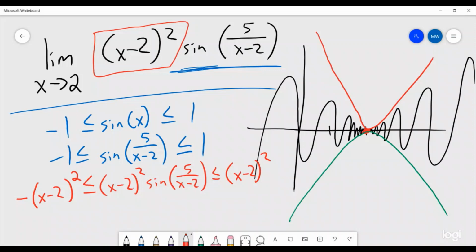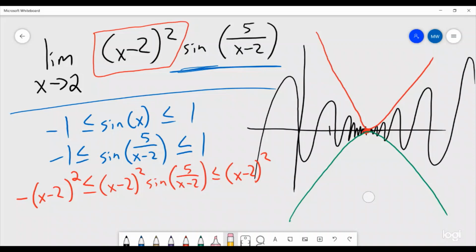The question when we're doing this is, am I multiplying by a positive or 0 number? Because if we multiply by a negative, the inequalities would have to switch, because if we have 2 is less than 3, multiplying both sides by a negative makes this no longer true. So in order for the inequalities to stay facing the same ways, we have to be multiplying by some positive value. So is (x minus 2) squared never negative?